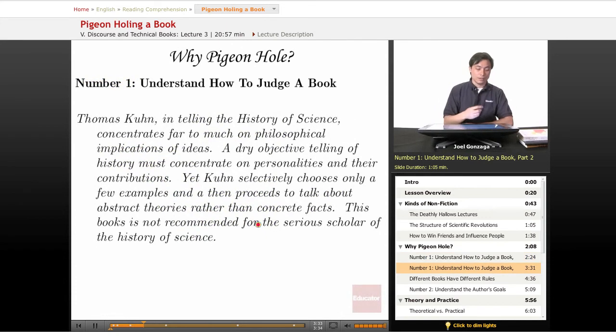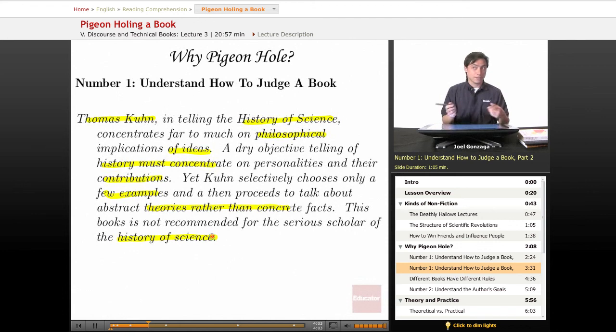So, Thomas Kuhn, in telling the history of science, concentrates too much on the philosophical implications of ideas. A dry, objective telling of history must concentrate on personalities and their contributions. Yet Kuhn selectively chooses only a few examples and then proceeds to talk about abstract theories rather than concrete facts. This book is not recommended for any serious scholar of the history of science.